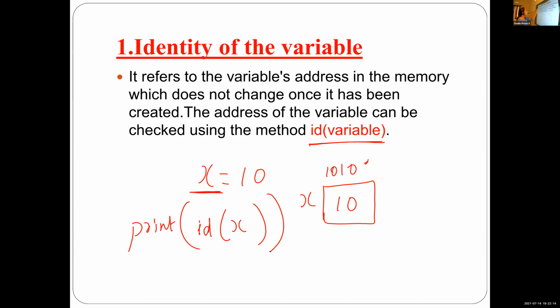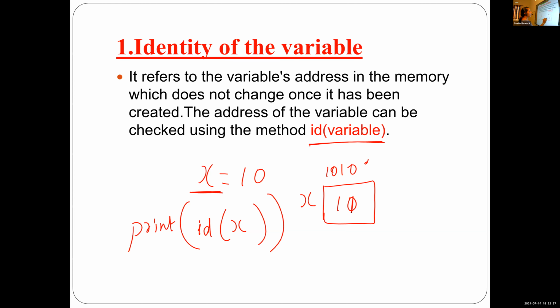So identity of the variable means it refers to the variable's address in the memory, which does not change once it has been created. Once it is created, it does not change. We can update the value, for example update the value of x with 11, but there is no change in this address.